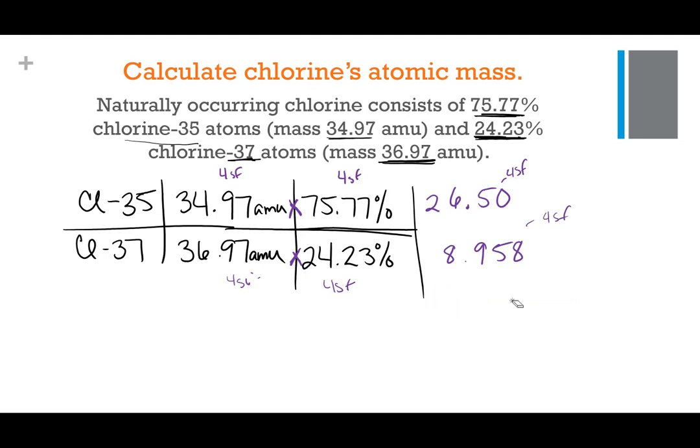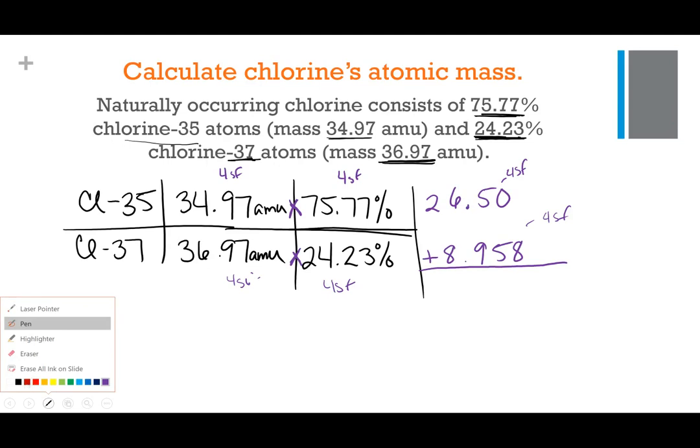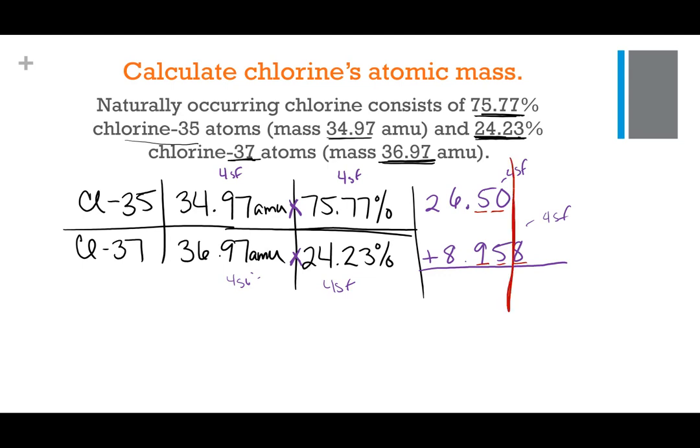Okay. Now to get the average atomic mass, we simply add those two numbers together, keeping in mind our sig fig rules. So now what rule are we considering? Now we're doing addition, subtraction. So we're counting decimal places. So this guy has 2 decimal places. This guy has 3. So when we cut our answer off, we have to cut it off at 2 decimal places. So plug it into our calculator.